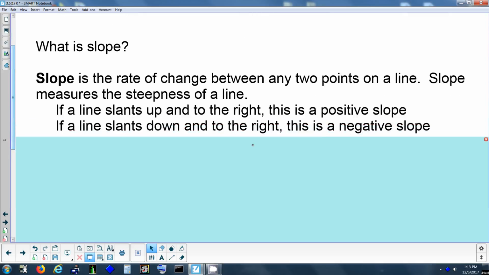If the line goes up and to the right, it's going to be a positive slope. If it goes down to the right, like this, it's going to be negative. So you don't really have to worry about writing this right now. I'm going to show you some pictures in a little bit, guys, that'll probably look better to understand as opposed to just words.